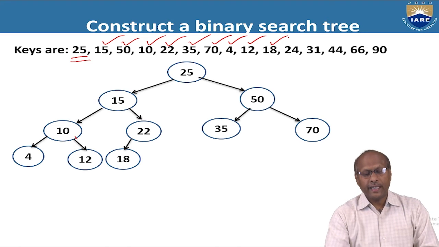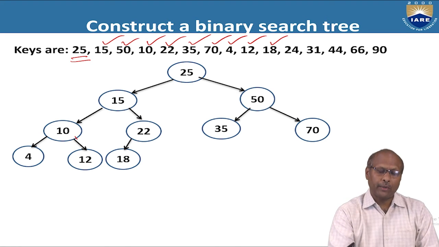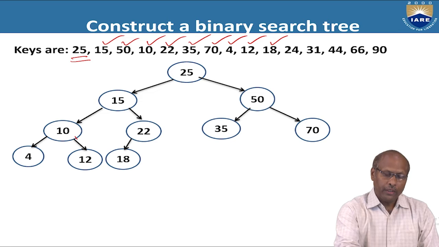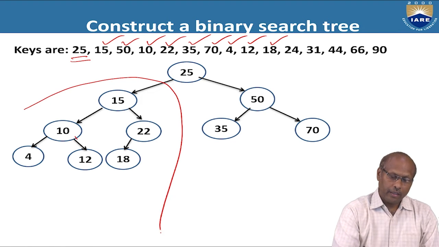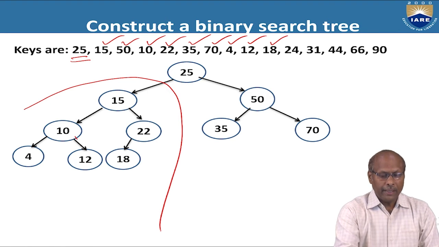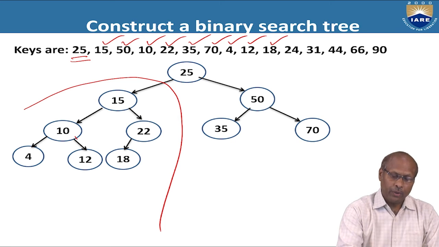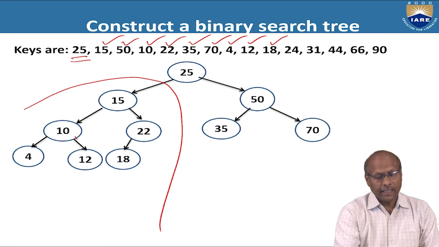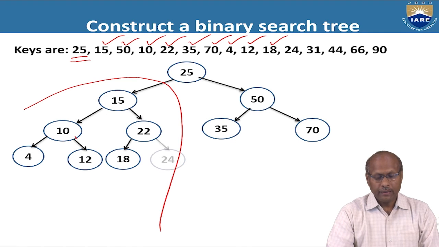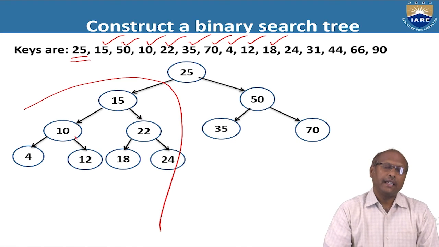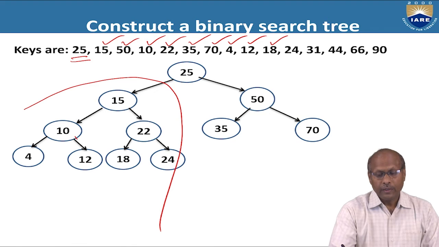So 24, you have to decide whether left of 25 or right of 25. 24 is less than 25, so it should be in the left subtree. After coming here, left subtree again, 15 is my root. But 24 is greater than 15, so right side of 15. But it is greater than 22, so 24 is right side of 22.